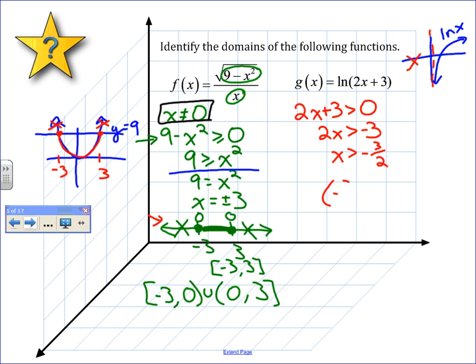Oh, no, it's easy. So negative 3 to infinity. And of course, we still love interval notation.